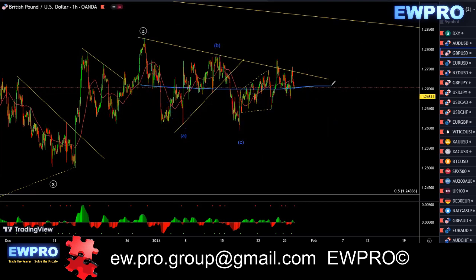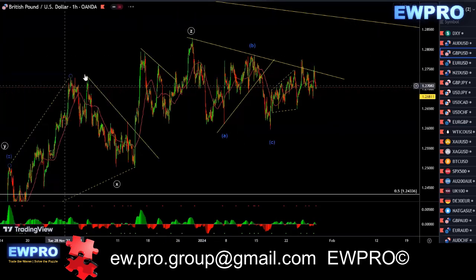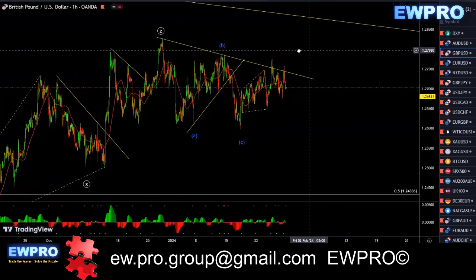This is looking rather bullish still, so it is quite risky to sell at this stage, even though we do have the 5 up on the H4.